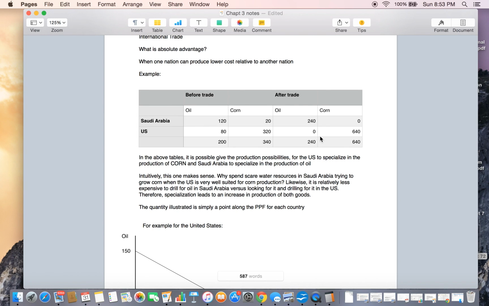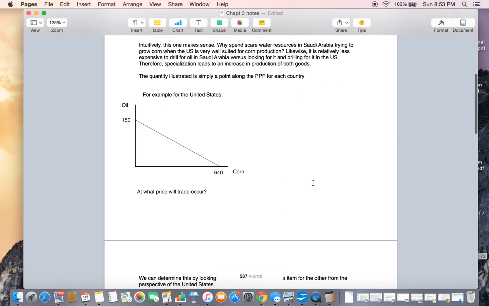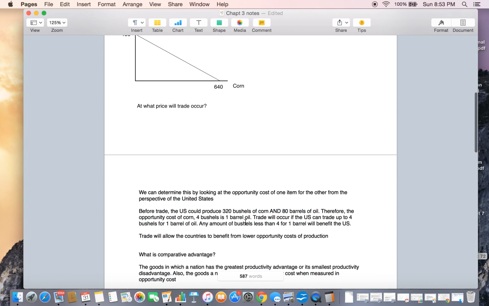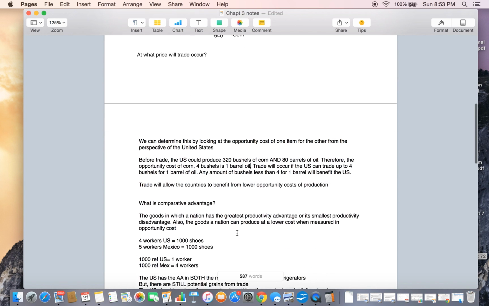And then trade can occur at any opportunity cost less than 4 bushels to 1 barrel of oil, because that is the before-trade opportunity cost, and therefore any price below 4 bushels is going to be advantageous to the United States.